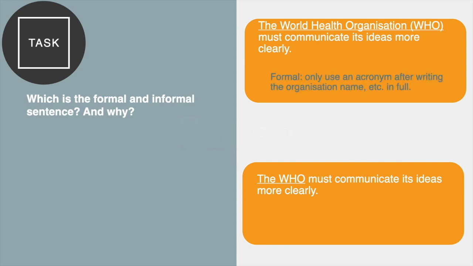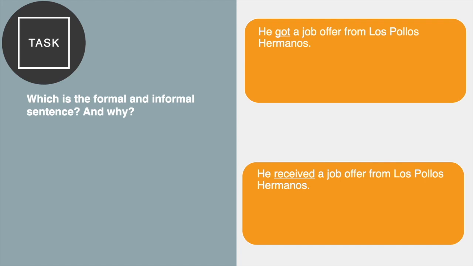So, the first sentence is formal. This is because you always write out the organization name in full, and then put the acronym in brackets after it. From that point on, you can just use the acronym. In this case, WHO. Next, which is the formal and informal sentence, and why? So pause the video and press play when you're ready to continue.